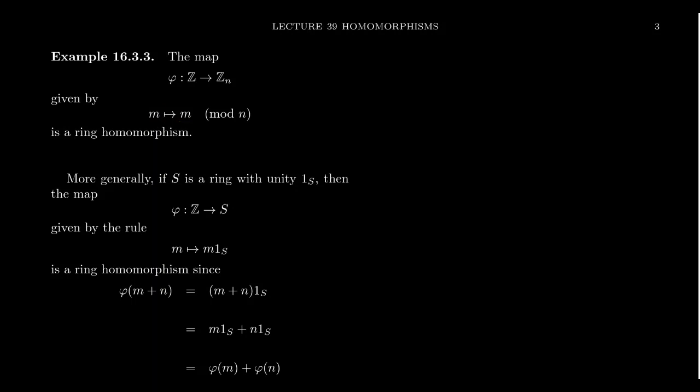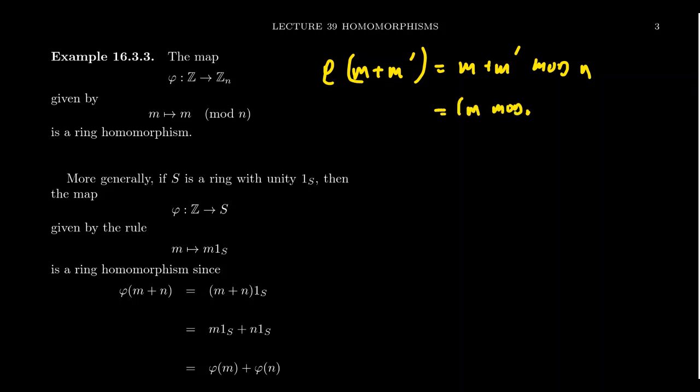This is pretty easy to see here. If I have two numbers, m plus m prime, if you take phi of that, this just becomes m plus m prime mod n, which of course is the same thing as m mod n plus m prime mod n, in which case you get phi of m plus phi of m prime. And this is a property we proved about modular arithmetic at the very beginning of this lecture series. A similar statement can also be used to show that multiplication is preserved here.